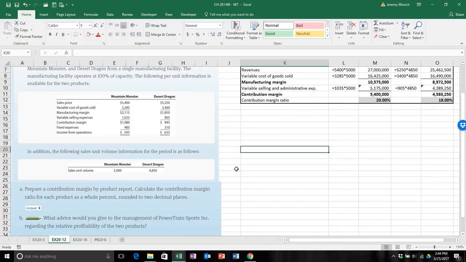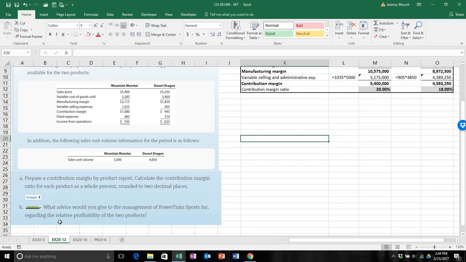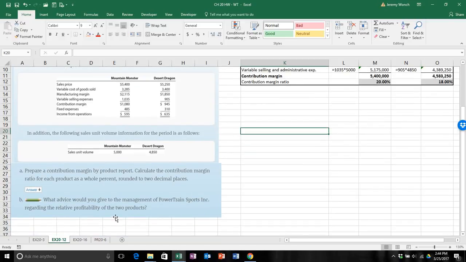And so what this is going to ask us to do here is a contribution margin analysis, and then figure out, hey, what advice would we give management relative to the profitability of the products.